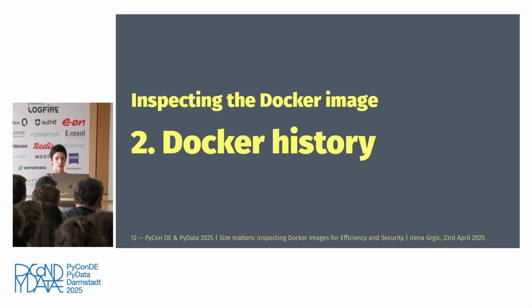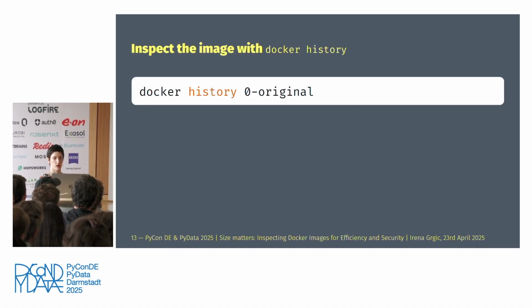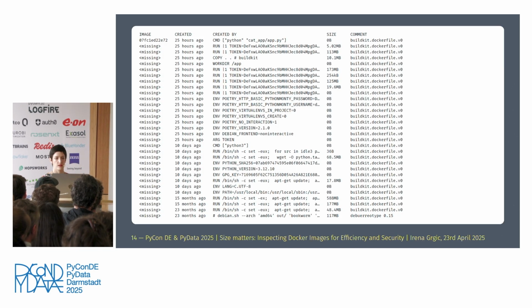The first command that we will look into when inspecting our image is docker history. It's a simple command, you run it like this. Zero-original is our image that we already built. And this is how the output looks. What you can first notice here is that the commands that you see at the bottom of your Dockerfile are actually at the top here. If you remember, in our Dockerfile, the CMD was the last Docker instruction. Here you see it at the top, so it's reversed.